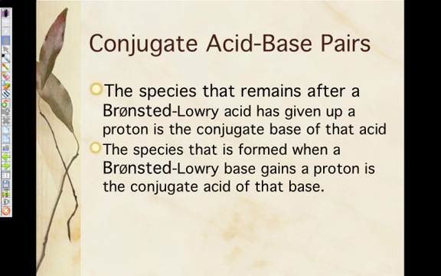The species that remains after the Bronsted-Lowry acid has given up the proton is the conjugate base of that acid. And the opposite is true of the base. The species that's formed when the Bronsted-Lowry base gains the proton is the conjugate acid. So after the acid has donated its proton, it is now the conjugate base. After the base accepts the proton, that form would then be the conjugate acid. And I'm pretty sure we have an example of that coming up here.